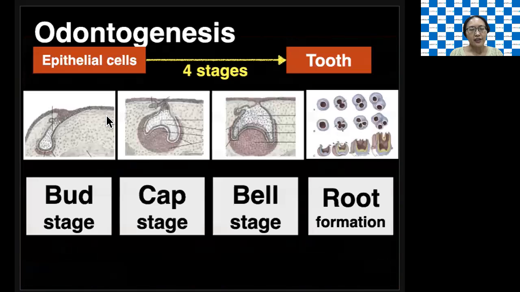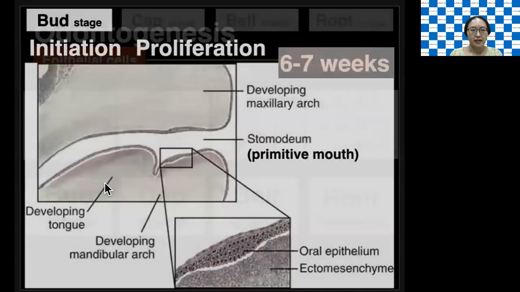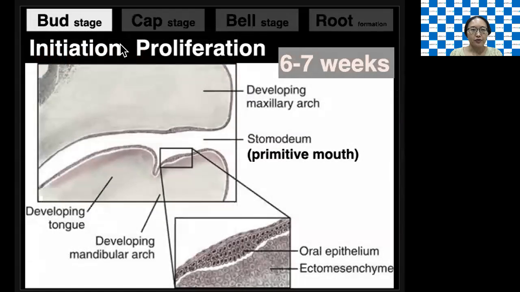Okay, so let's start to talk in more detail about these stages, starting from the bud stage. The two most important processes noted in the bud stage are initiation and proliferation. And it starts as early as 6 to 7 weeks in the uterus.